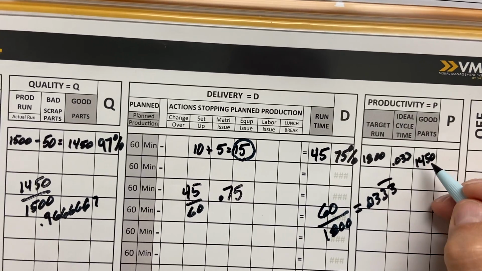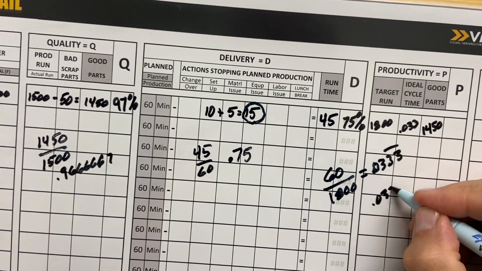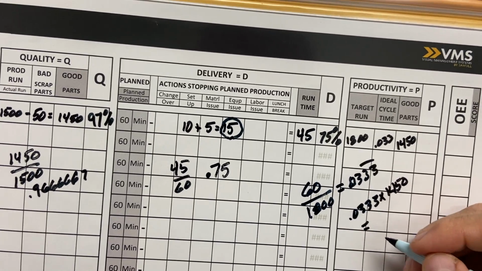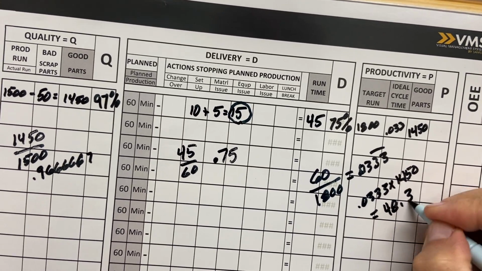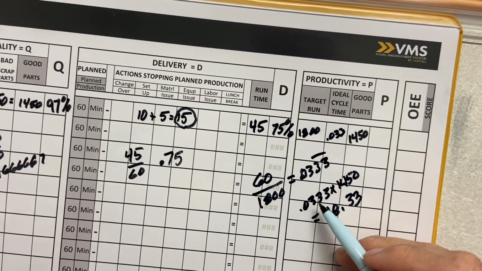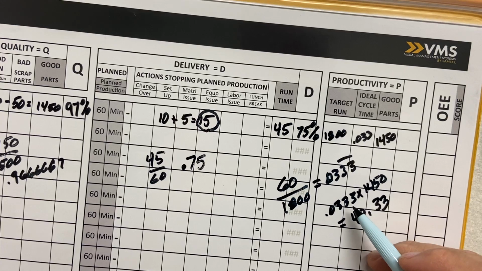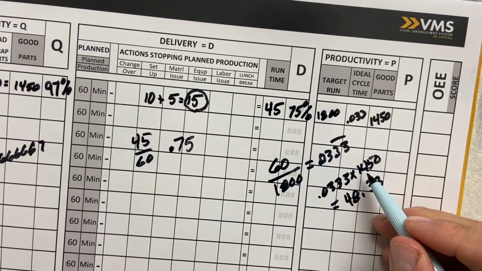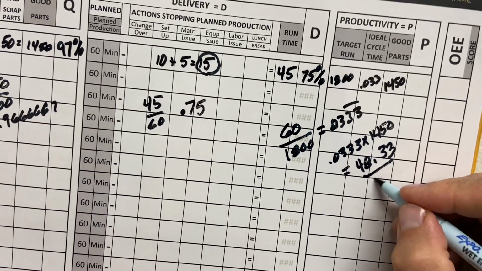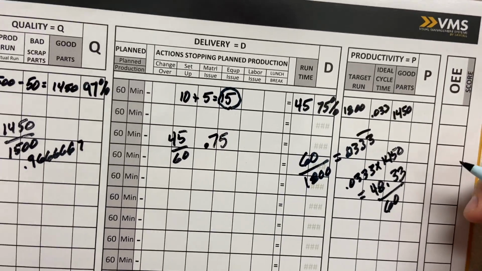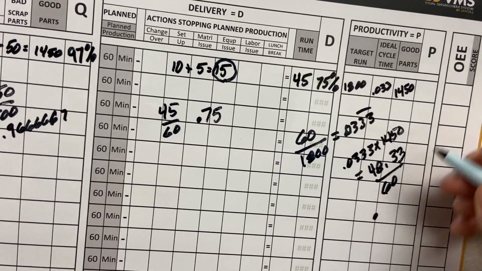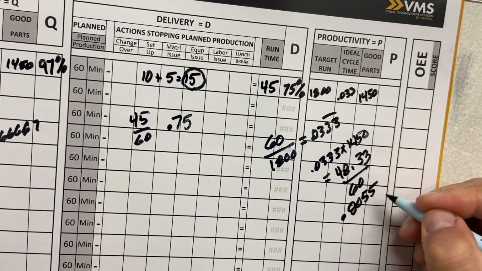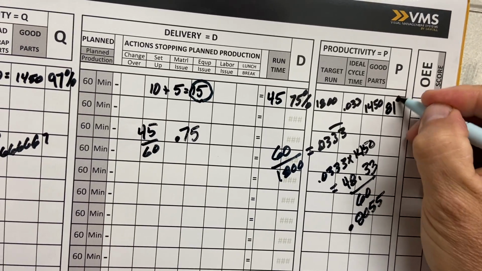If you multiply 0.033 times 1,450, it's going to equal 48.33. What's interesting about this 0.0333 is a fraction of a minute that each part has to go through. So this actually equals 48.33 minutes if you multiply it times the 1,450 good parts. If you divide that number by 60, you're going to get your productivity score. And in this case, if you divide 48.33 divided by 60, it's going to be 0.8055. So guess what? This is 81%.